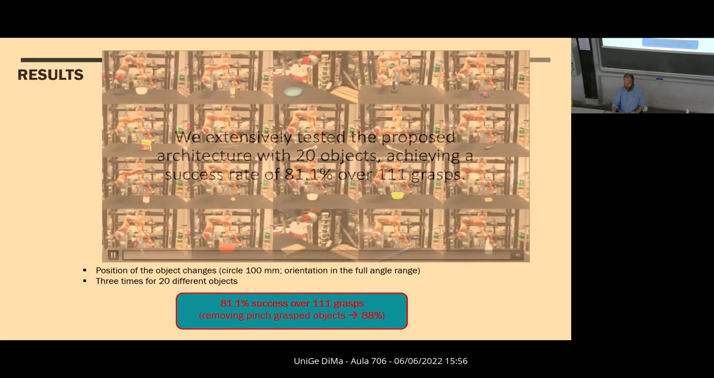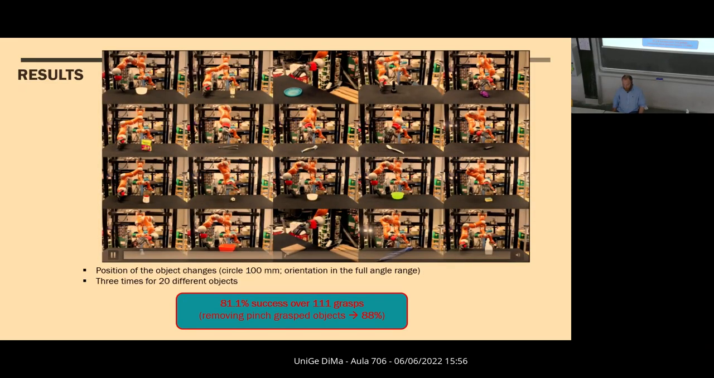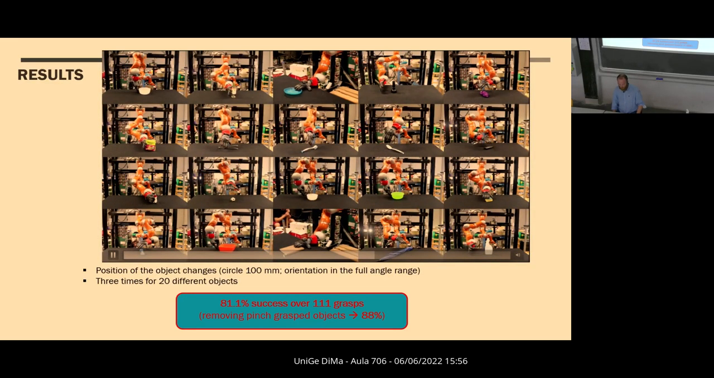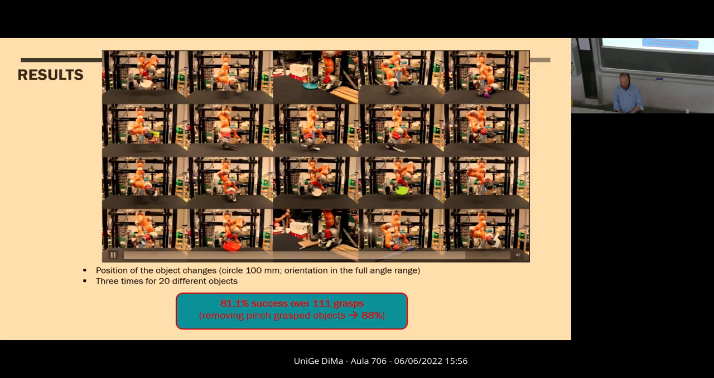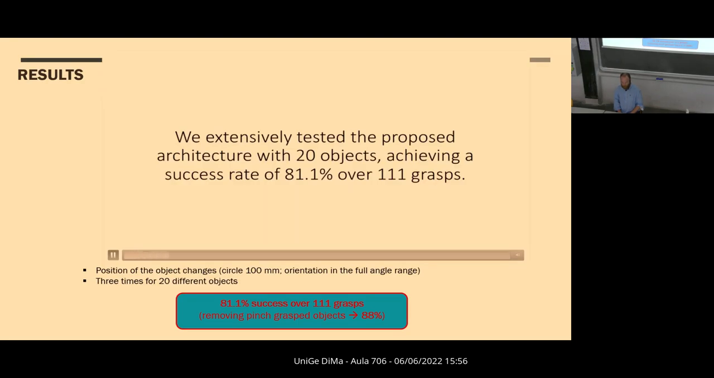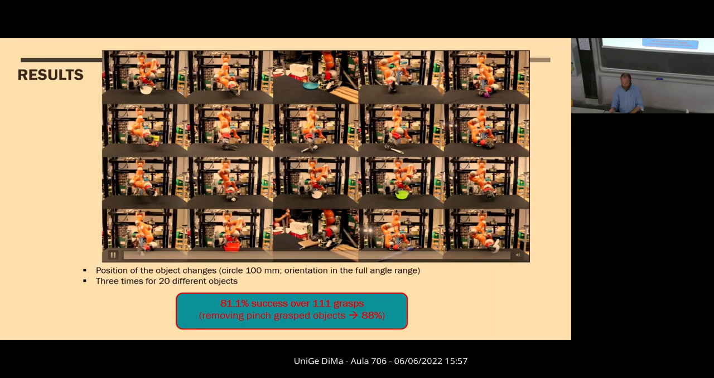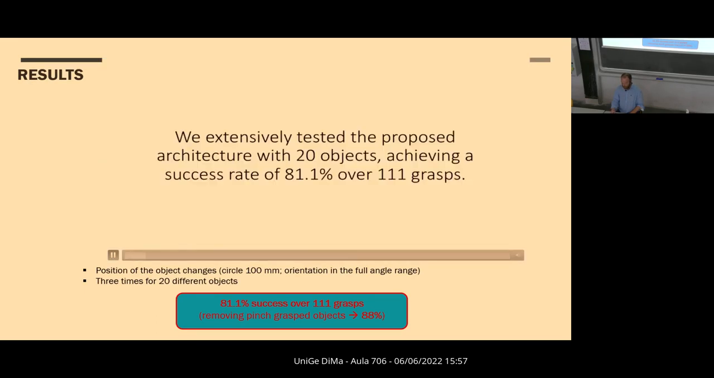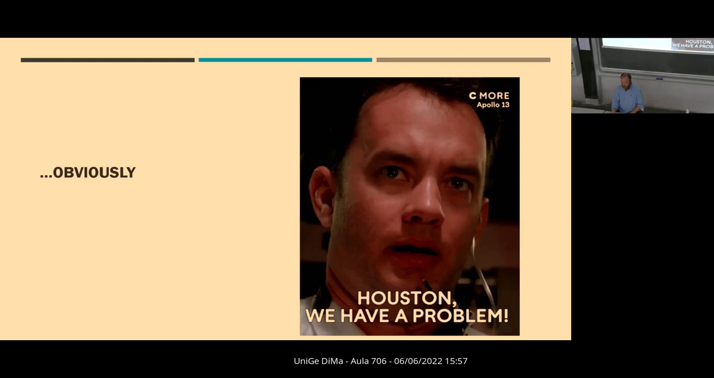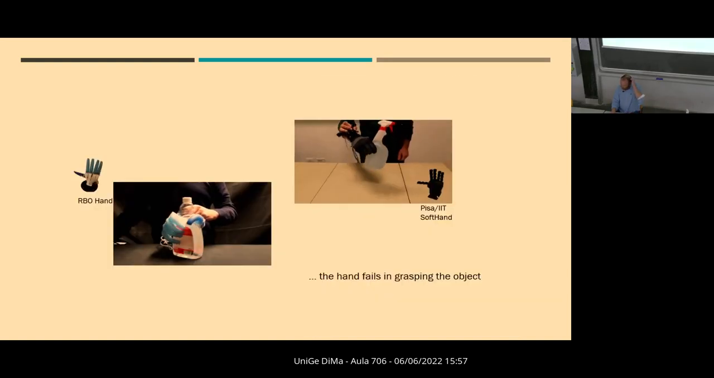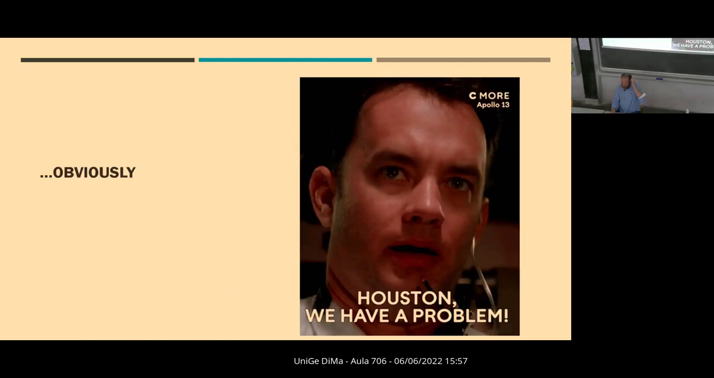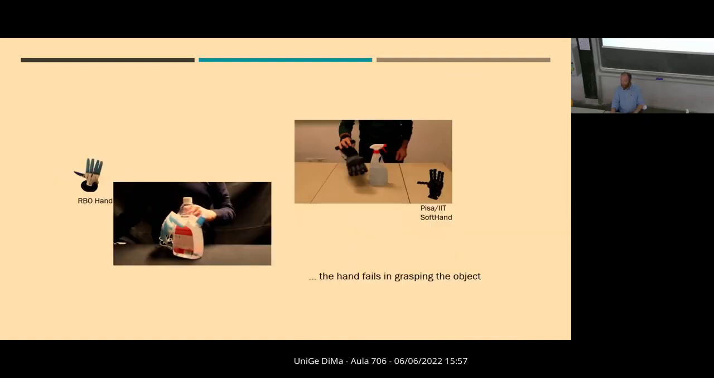So we extensively tested this architecture with 111 grasps, and we get an accuracy in performing the grasp larger than 80%. And in the last minute, I would like just to show you another aspect, because of course we can say, okay, we solved everything, but of course we have many problems.